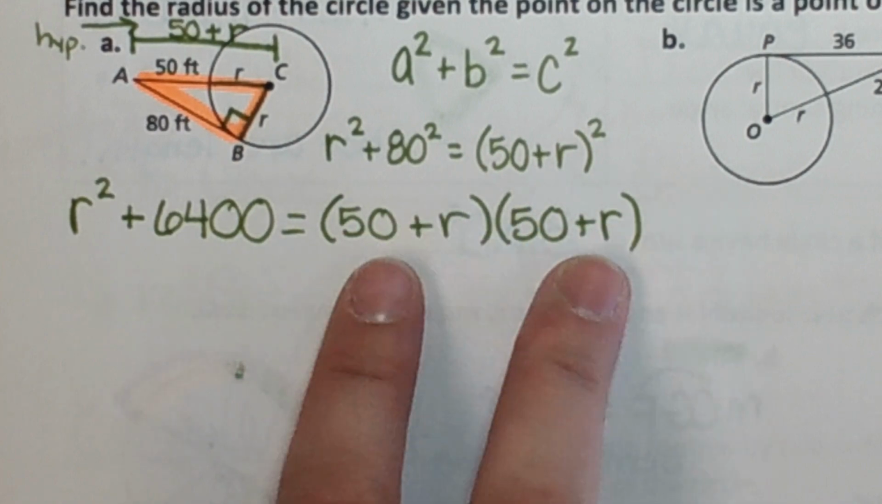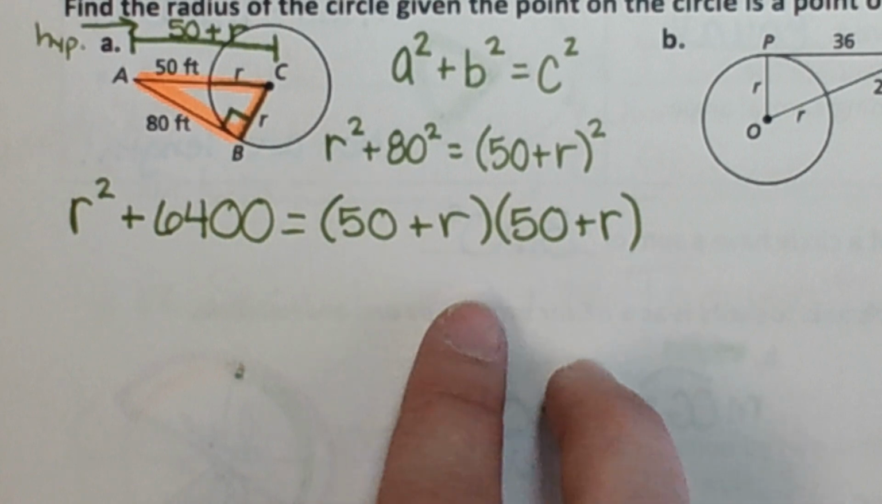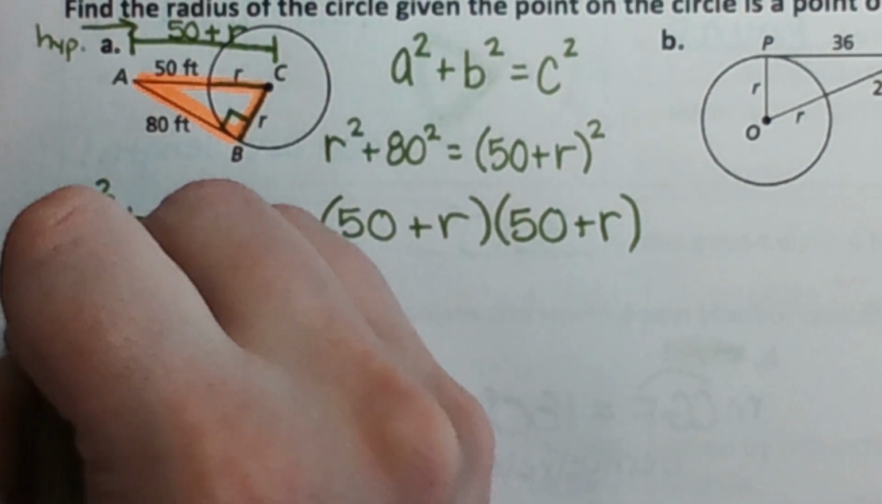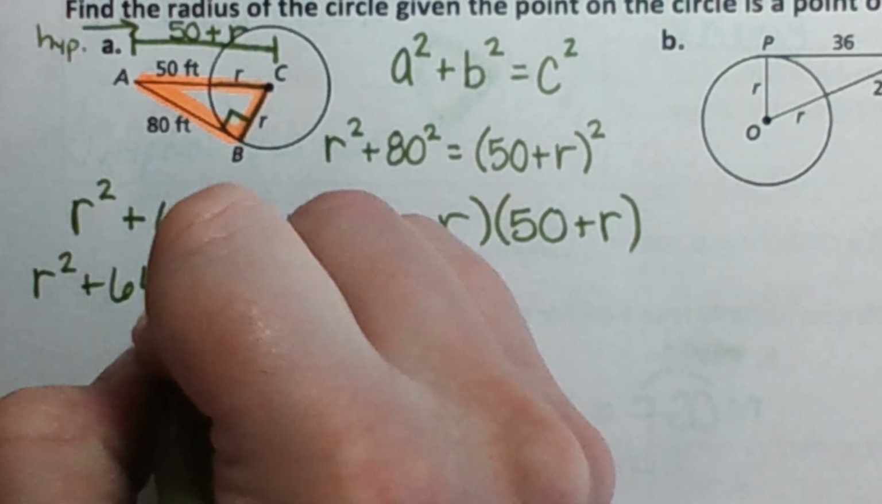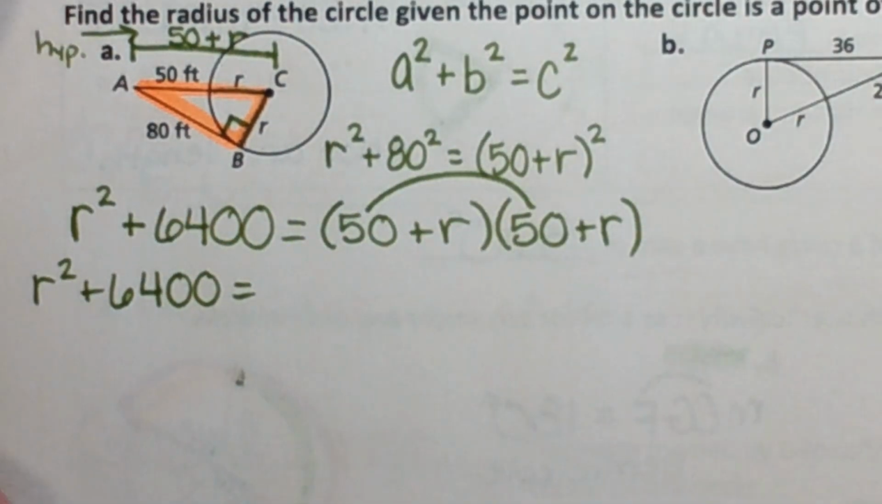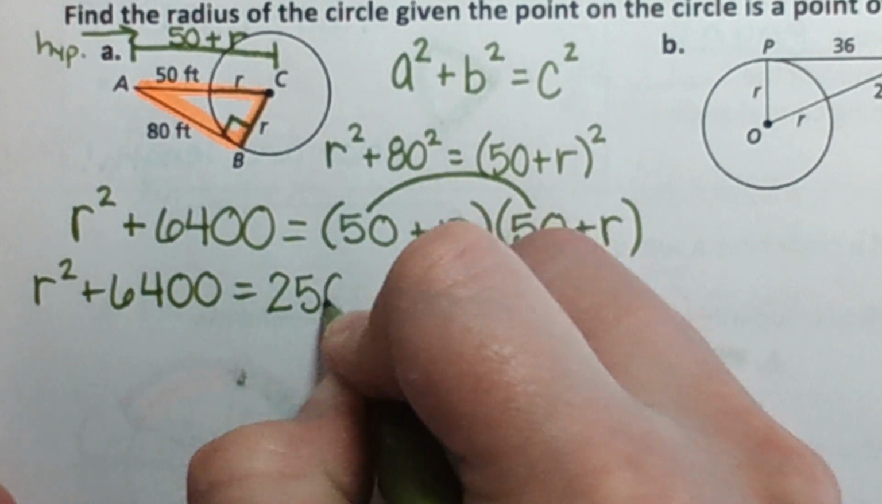How do I multiply this out? Distribute. It's just big distribution. This side's staying the same. R squared plus 6,400. For now. And you distribute. Everything in the one parenthesis gets multiplied by everything in the other parenthesis. I start with the 50 times the 50. Times, not plus. 2,500. That's what calculators are for.